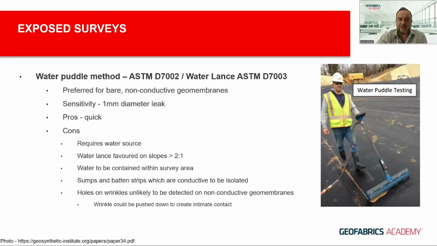And I guess the other thing to point out here is that holes on wrinkles may not be detected on non-conductive geomembranes. The operator can push the wrinkle down, and that's about initiating and creating intimate contact between the geomembrane and the conductive medium underneath. If there's an air gap, such as in a wrinkle, and you've got a defect on the top of that wrinkle, it's not going to allow the electricity to arc and connect with the conductive medium underneath. So there's cases whereby if wrinkles are not pushed down or they are too high, that holes or defects could be missed.